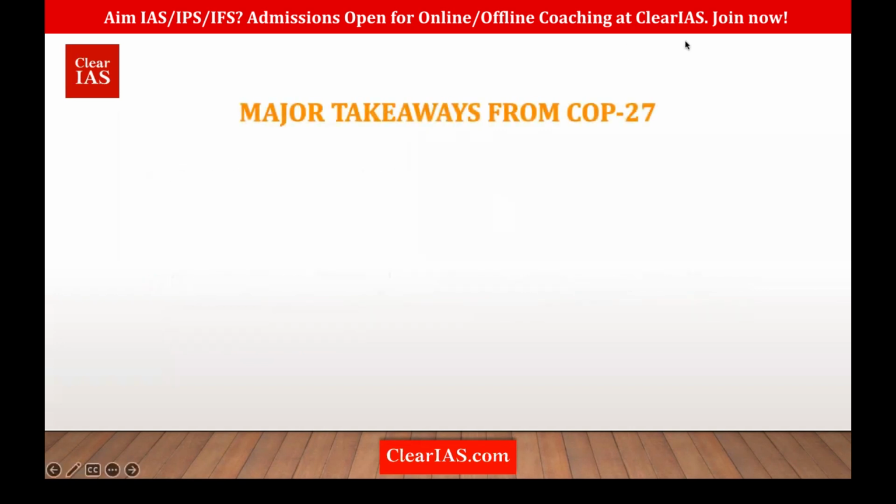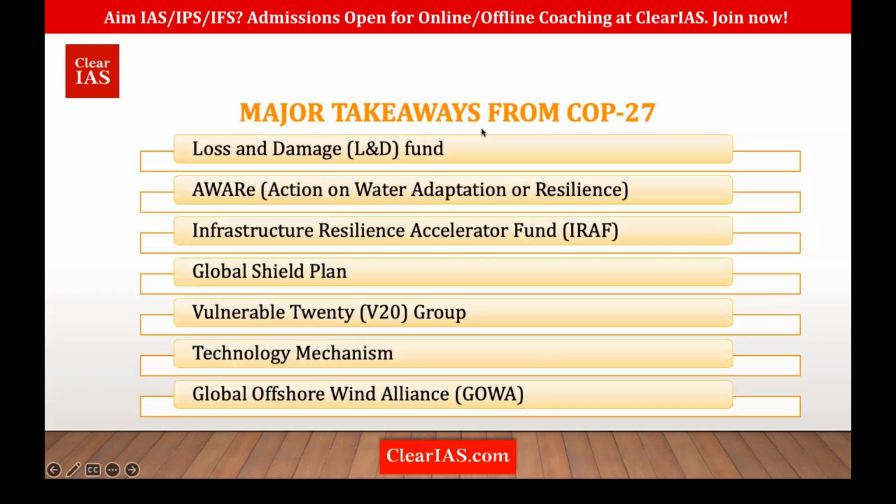First, we are going to see the major takeaways of COP27. There is a loss and damage fund. There is AWARE, that is Action on Water Adaptation or Resilience. Then there's the Infrastructure Resilience Accelerator Fund. The Global Shield plan is there. Then we'll talk about the Vulnerable 20 group, the V20 group. Then there is the technological mechanism. Then there is GOA, the Global Offshore Wind Alliance. We'll see all this in detail. Just remember, these were the major outcomes of the latest COP27 of UNFCCC.